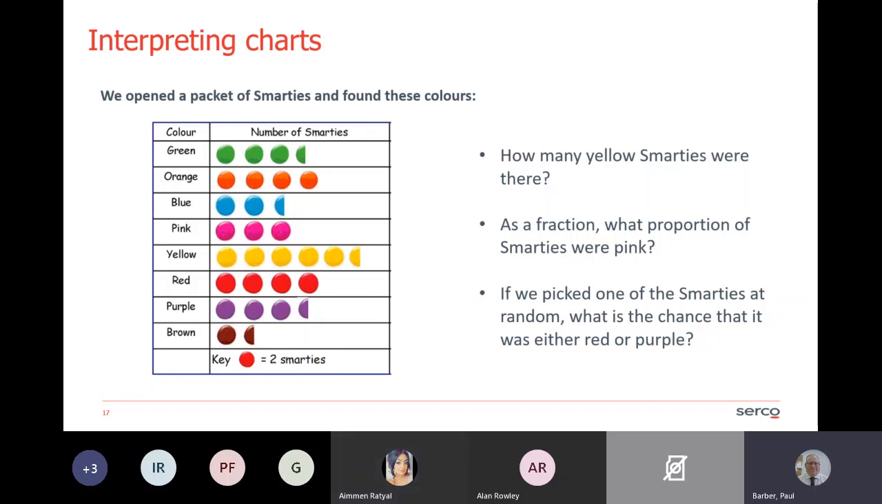We said 1 circle equals 2, so half one's going to be 1. So actually we've got 11 Smarties there in yellow. If we look at blue, we've got 5. We've got 2 full circles and a half one.